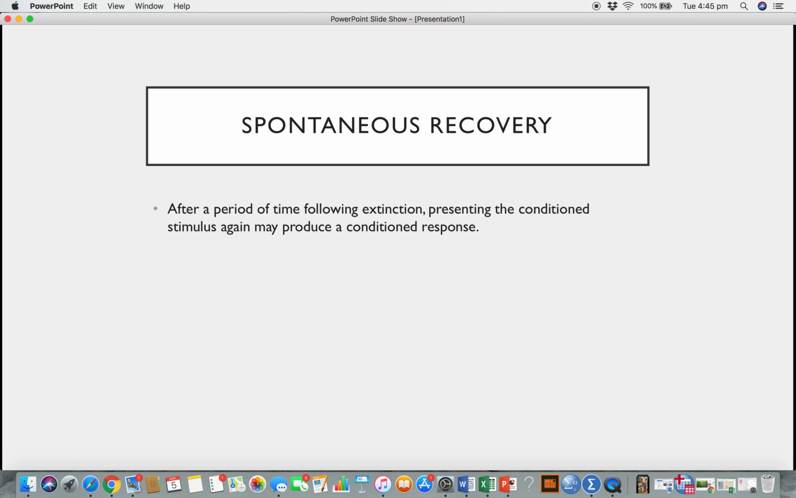However, after a period of time following extinction, presenting the conditioned stimulus again may produce a conditioned response.